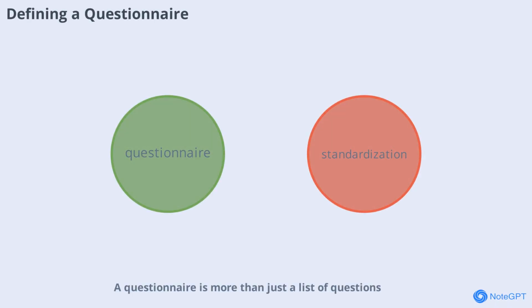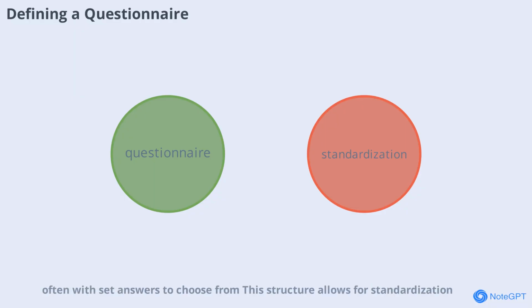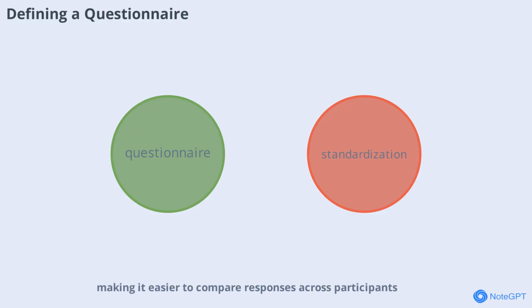A questionnaire is more than just a list of questions. It's an organized sequence designed to obtain relevant information from people. Definitions vary, but the core idea is to present respondents with a series of questions or statements, often with set answers to choose from. This structure allows for standardization, making it easier to compare responses across participants. Understanding this definition is key before you start designing your own questionnaire.